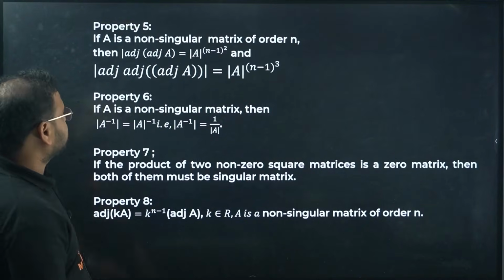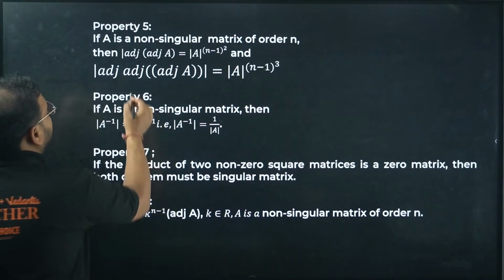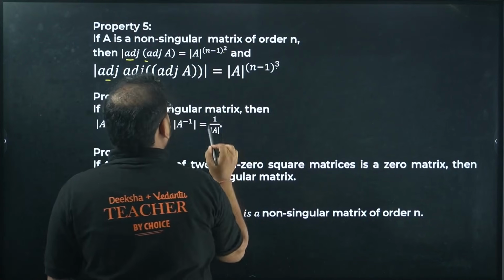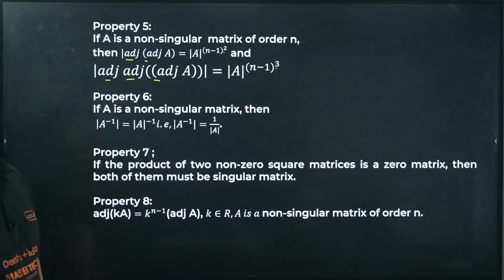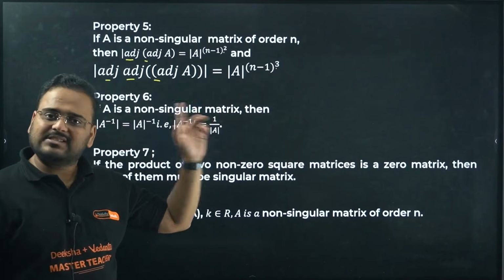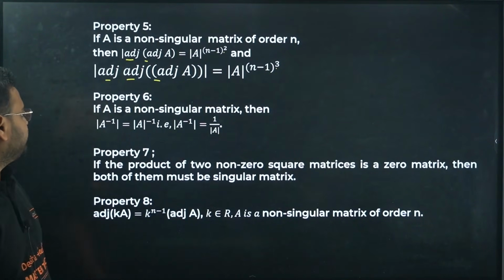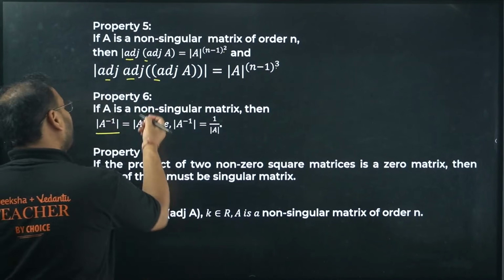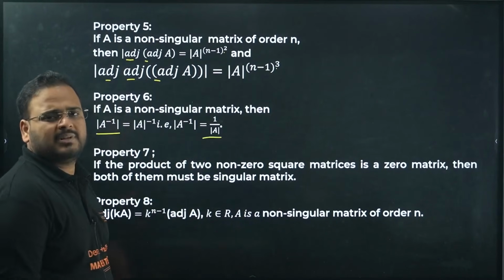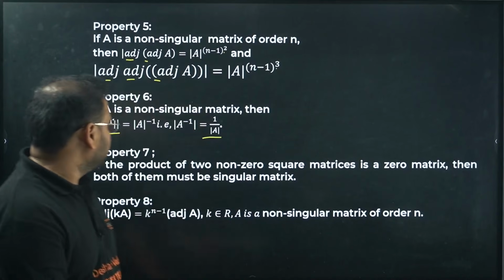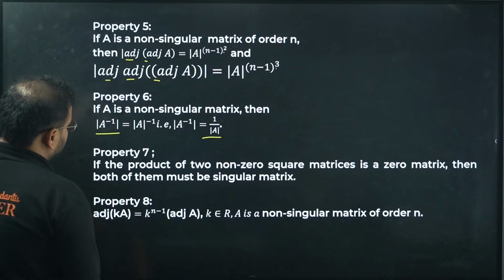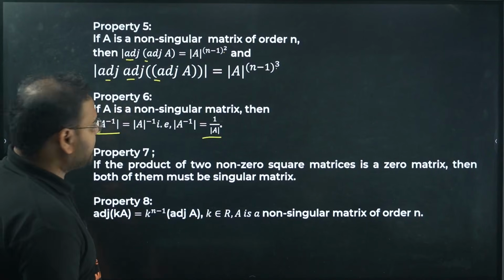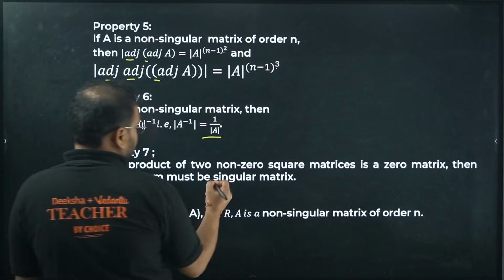Property 5, I explained this already. If you have 2 adjoints, power comes 2. If you have 3 adjoints, power 3, n adjoints, power n, to the n minus 1. This is a very common property. Determinant of A inverse is simply 1 by determinant of A, reciprocal law, as simple as that. Property number 7: if the product of two non-zero square matrices is a zero matrix, then both of them must be singular matrices.